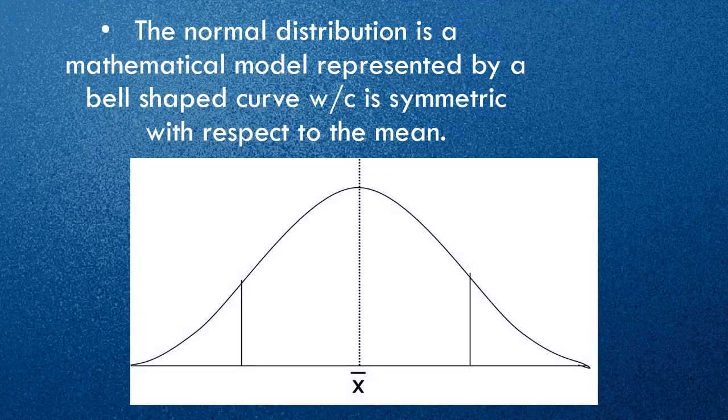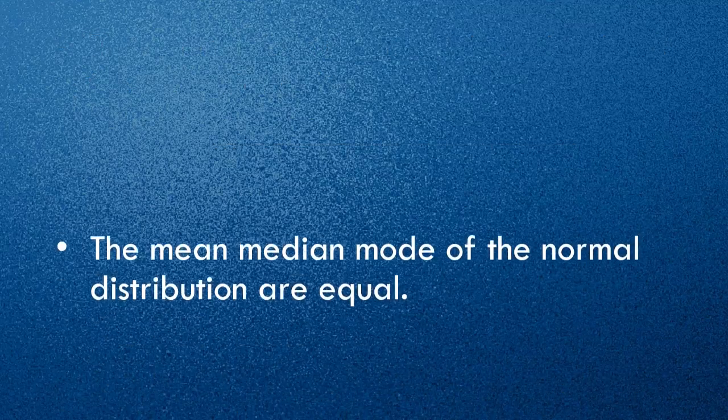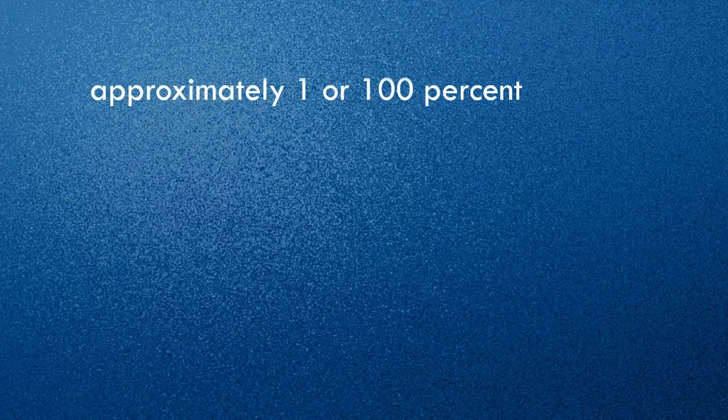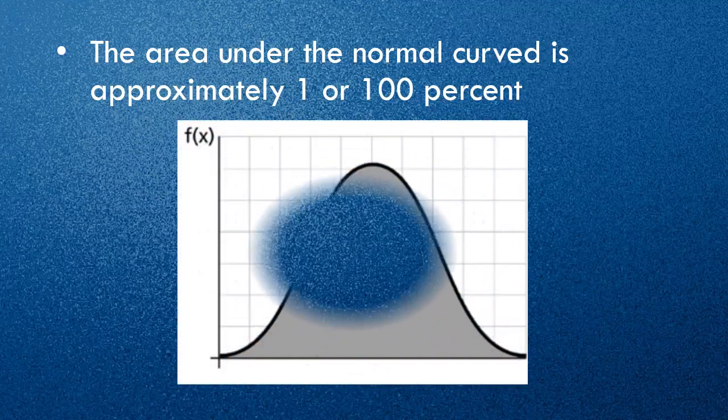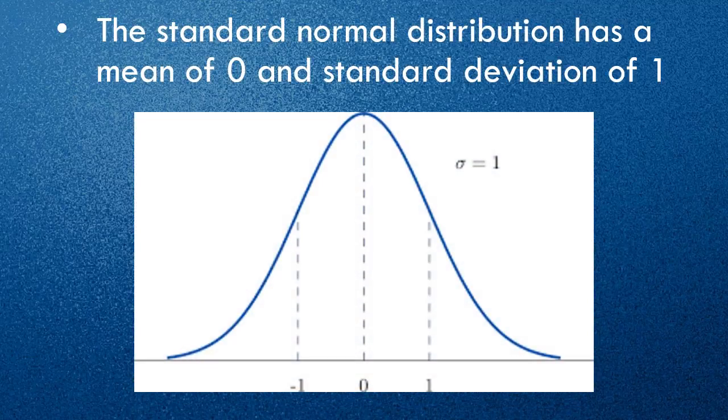So here are the characteristics of a normal curve. The normal distribution is a mathematical model represented by a bell-shaped curve, which is symmetric with respect to the mean. The normal curve does not intersect or touch the horizontal axis. The mean, median, and mode of the normal distribution are equal. The area under the normal curve is approximately 1 or 100%. The standard normal distribution has a mean of 0 and a standard deviation of 1. Those are the characteristics of a normal curve.